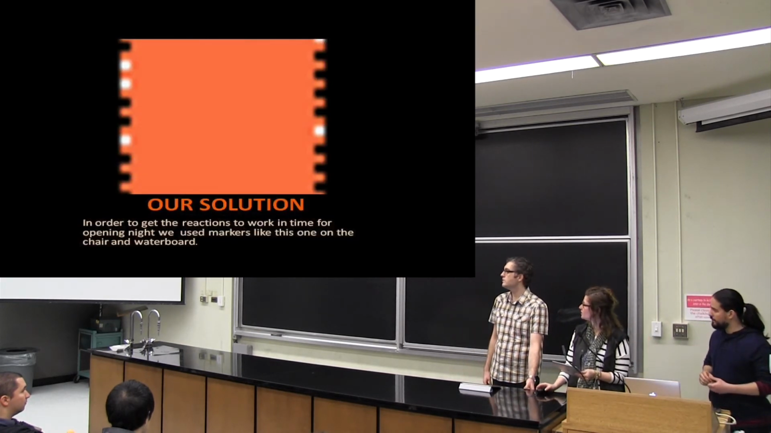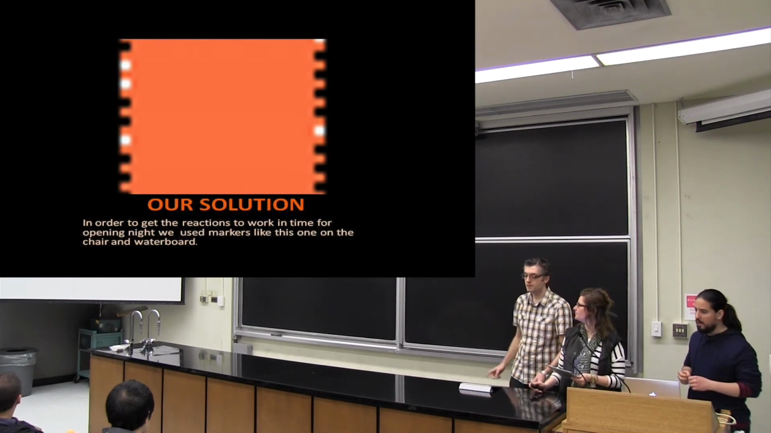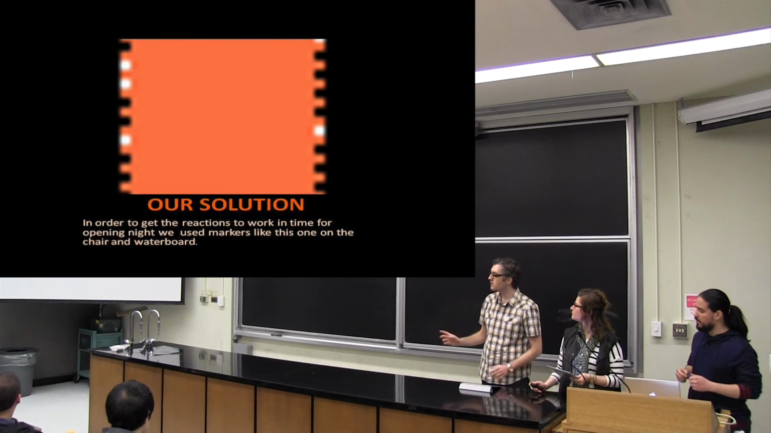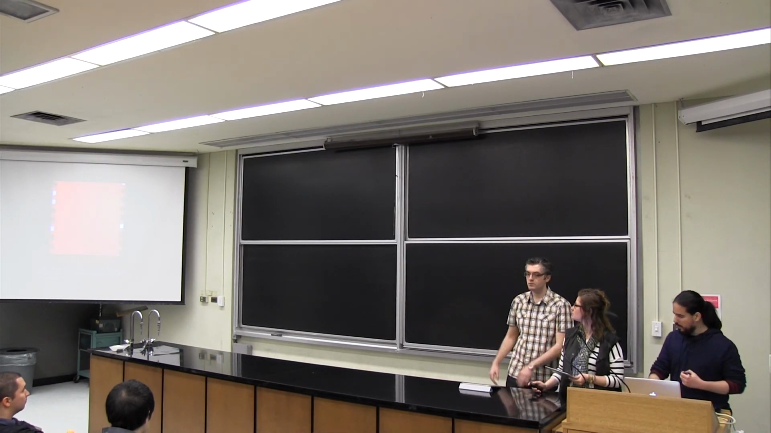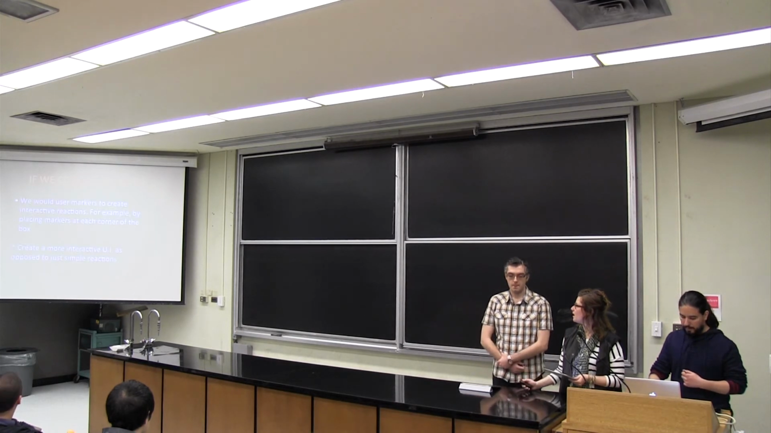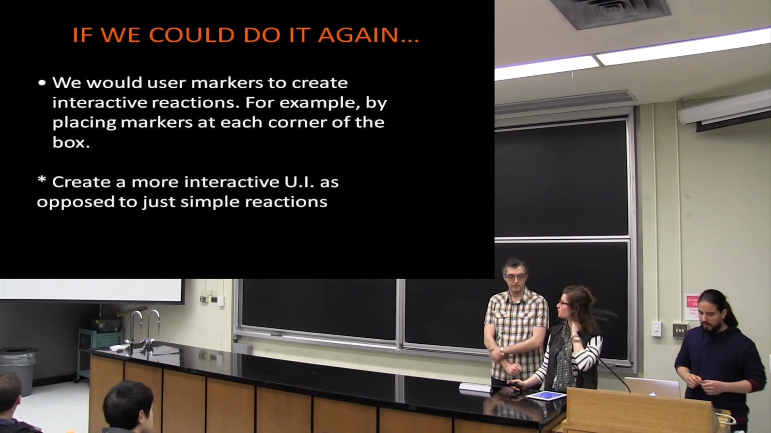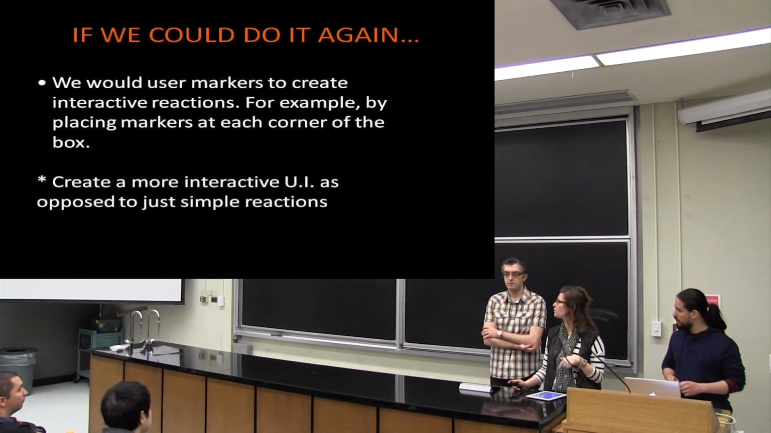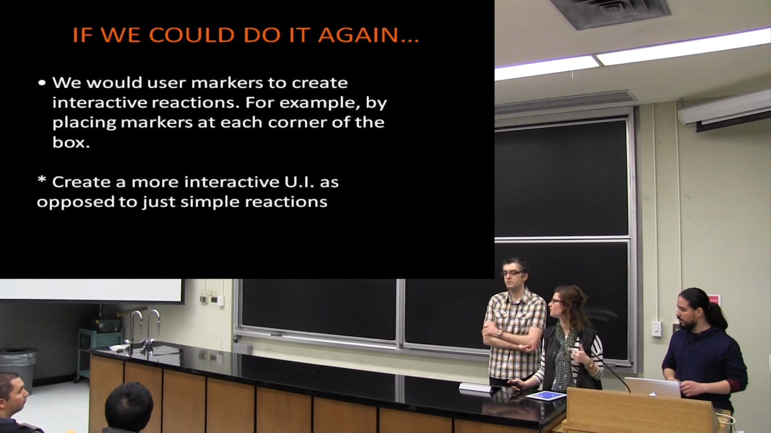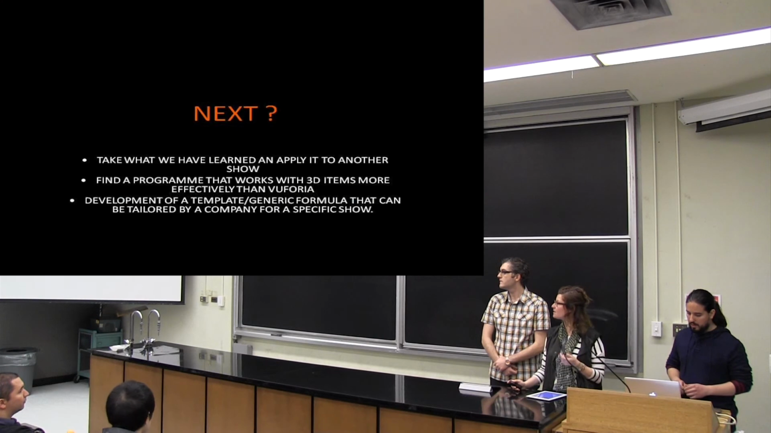Due to time constraints, we basically ended up using markers to convert the drawing, because they were easier to track. The markers provide high contrast areas on a flat surface, and we just attached them to the exhibits. If we could do it again, we would use more markers to create more interactive reactions, maybe placing them in corners of the boxes, and we would create a more interactive user interface as opposed to just simple reactions. What's going to happen next?